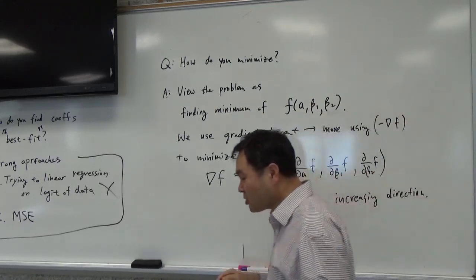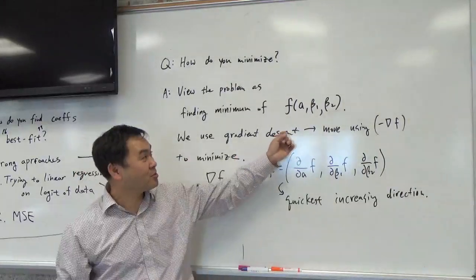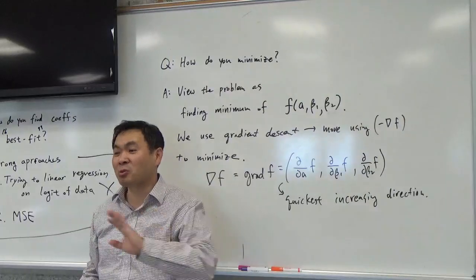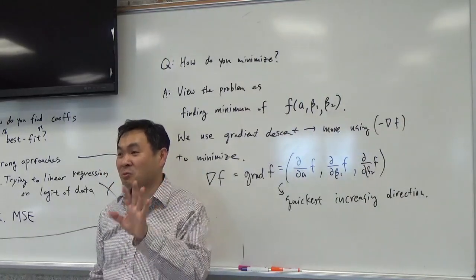So what it supposes is like it first starts at some random value. So let's just say a is 1, beta 1 is 2, and beta 2 is 3. I have no reason whatsoever to believe that. But let's just say that's true. That's where we begin. Okay?